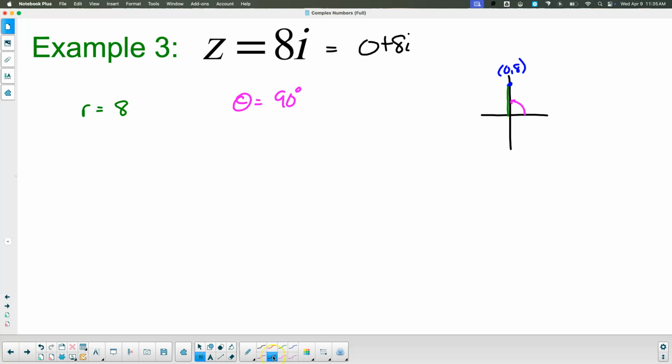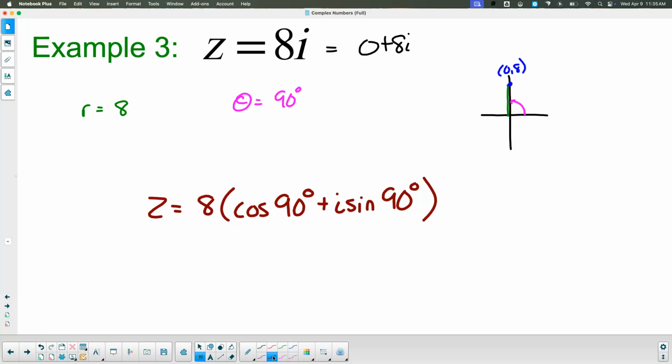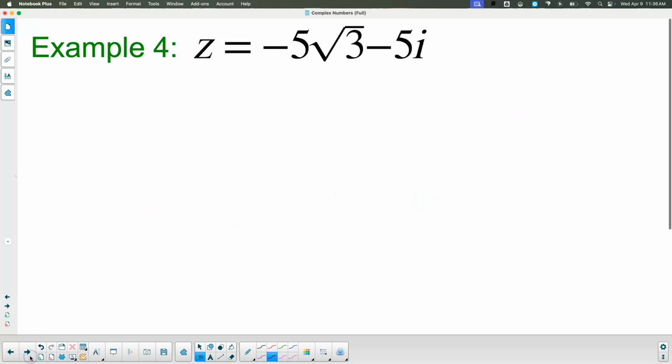Okay? So then this z value here should be 8 cosine of 90 plus i sine of 90. Very hard to do the inverse tangent on this one because you'd get an undefined because it's 90 degrees. Try that one.